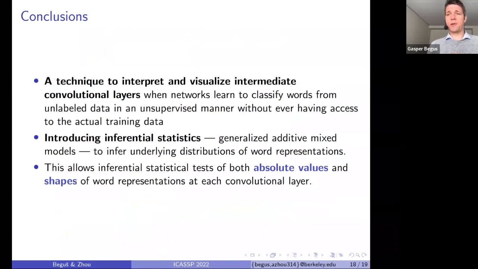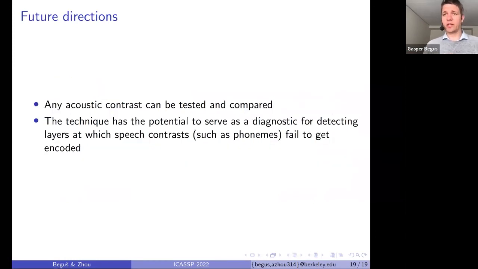Okay, so to conclude, we propose a technique to interpret and visualize intermediate convolutional layers when a network learns to classify words from unlabeled data in a fully unsupervised manner, without ever having access to the actual training data. And this is going to be increasingly important because speech technology is moving towards unsupervised learning, and understanding how contrasts and words get encoded in these models is going to be increasingly important. We introduced inferential statistics to the paradigm to infer underlying distributions of word or phone representations. And this allows inferential statistical tests of both value encoding and shape encoding at different convolutional layers.